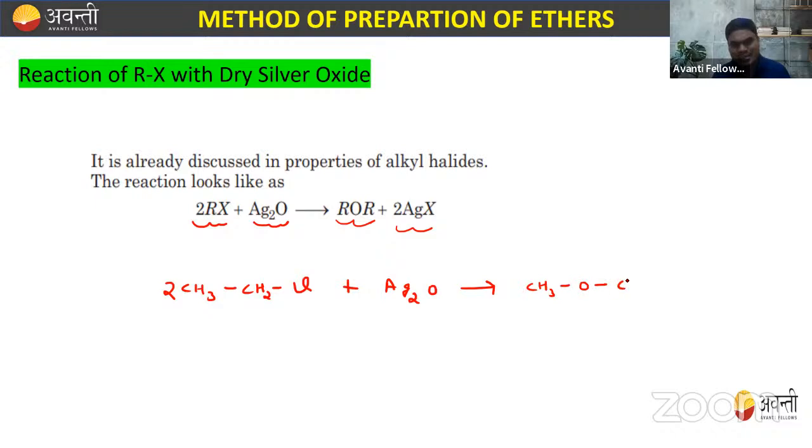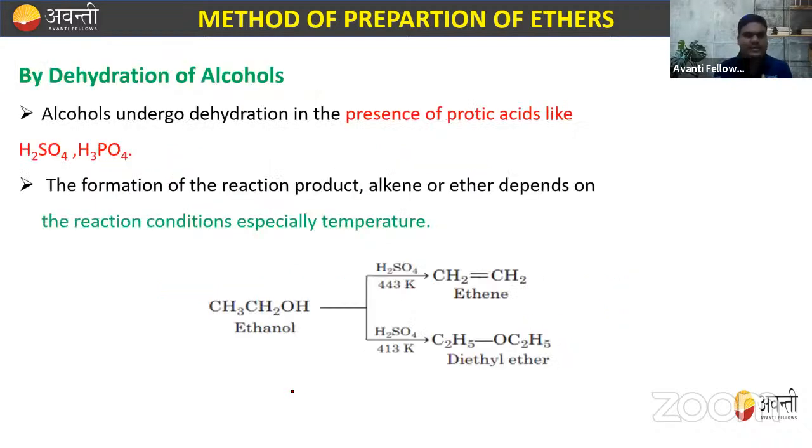This is O and this is CH3. What is the byproduct for this reaction? That is nothing but 2AgCl, right? So this is the byproduct of this reaction. So here we'll get methoxymethane plus 2AgCl. So this is another method for the preparation of ether, right?